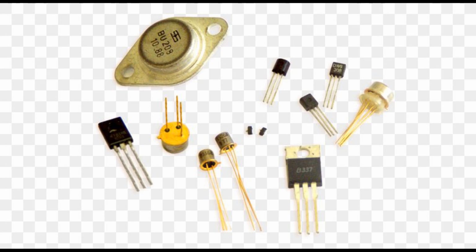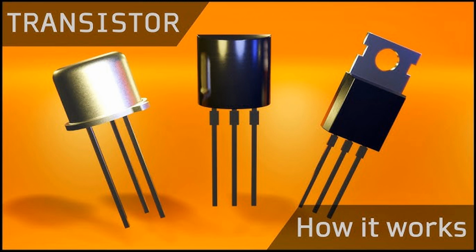Input terminal. The emitter is typically considered the input terminal of the transistor. The base current, for NPN, or base voltage, for PNP, applied to the base terminal controls the flow of current from the emitter to the collector. Small changes in the base current or voltage can result in significant changes in the emitter to collector current, making the transistor an amplification device.